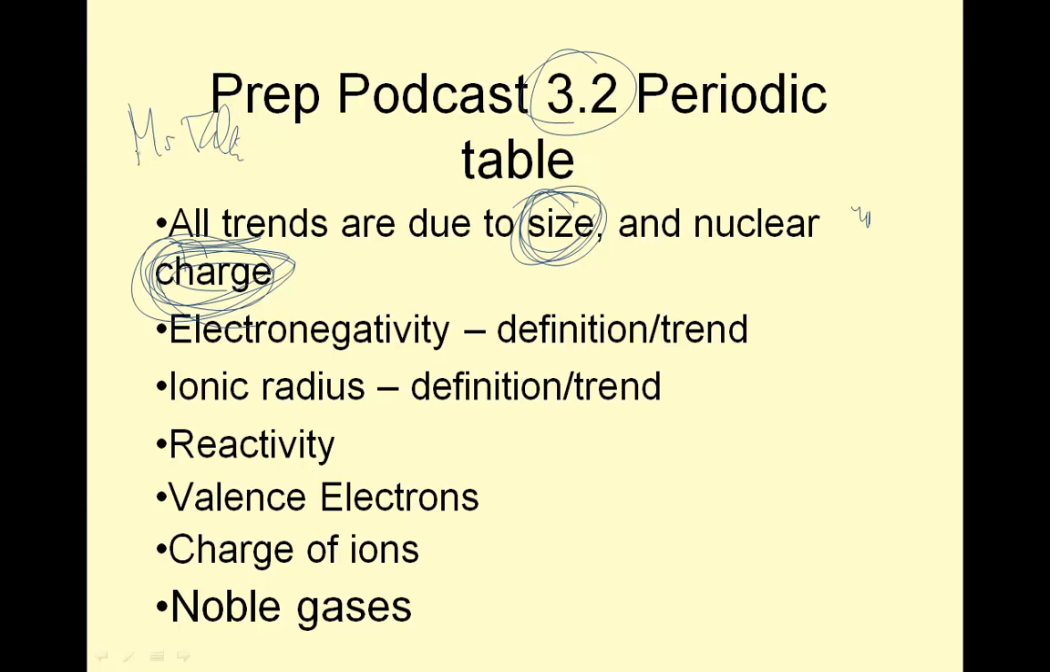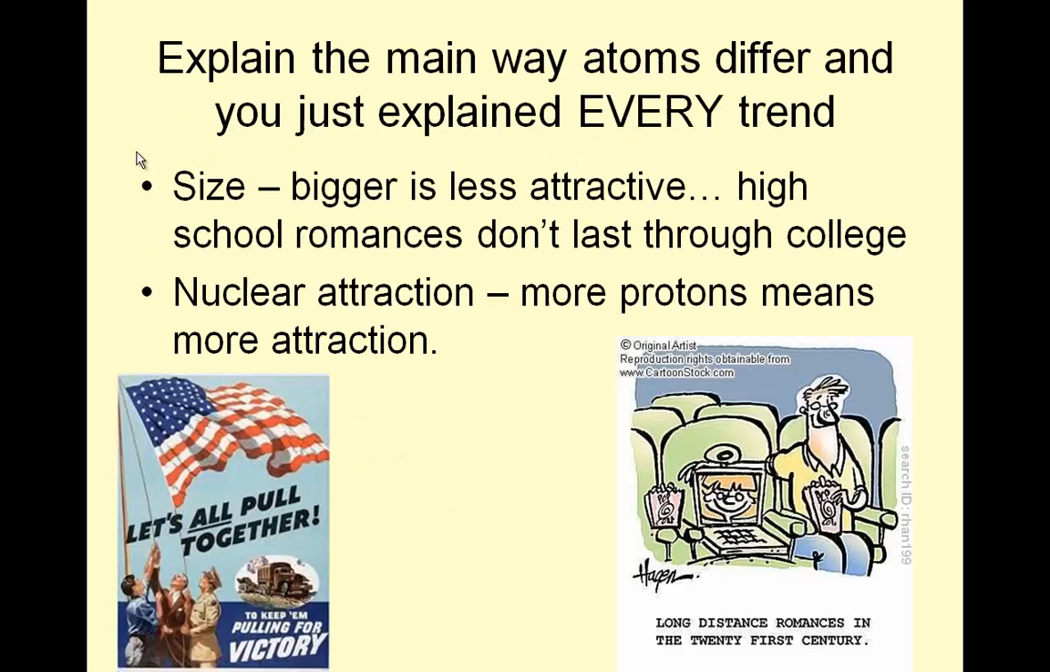We're going to look at what electronegativity is, define it, and show the trend. Ionic radius, define it, and show the trend. Reactivity, which for metals and nonmetals is different, but define it and show the trend. Valence electrons, charge of ions, and noble gases. So let's go ahead and get started.